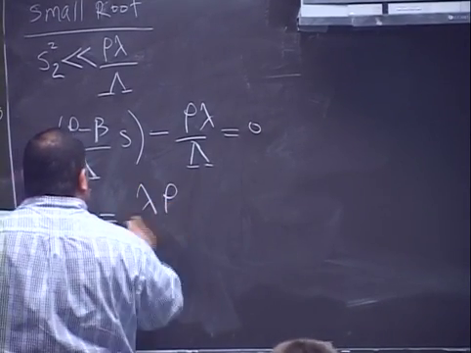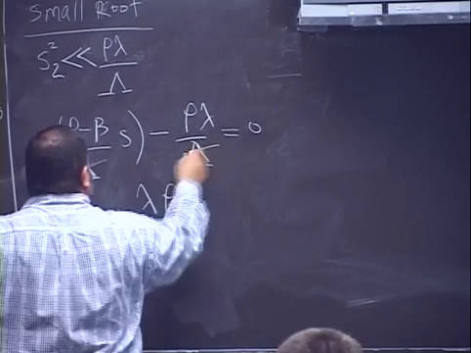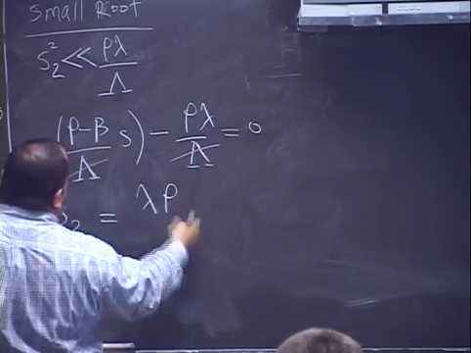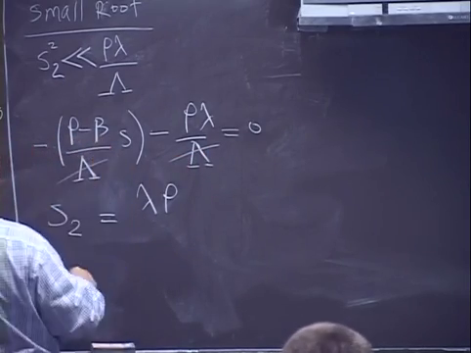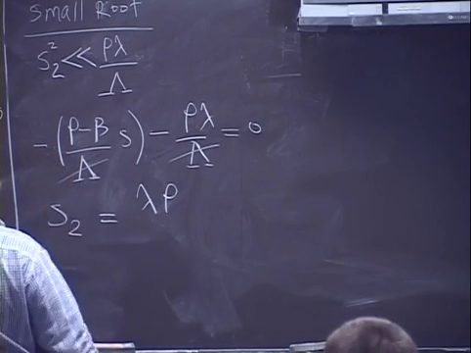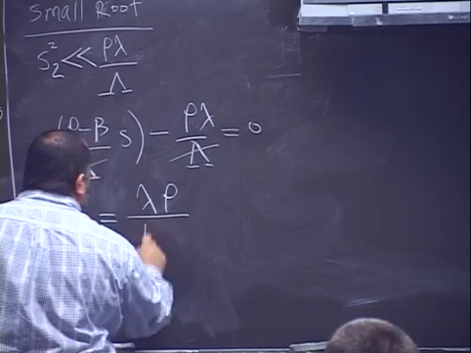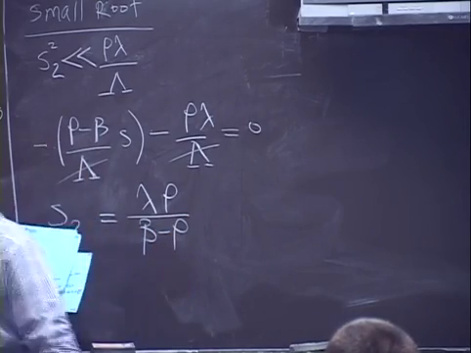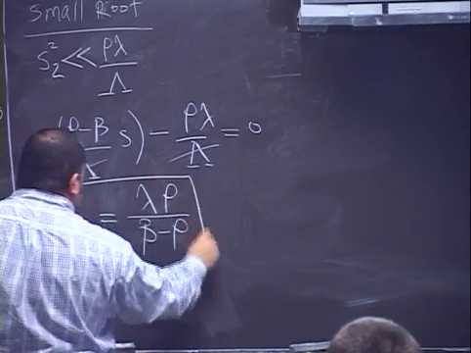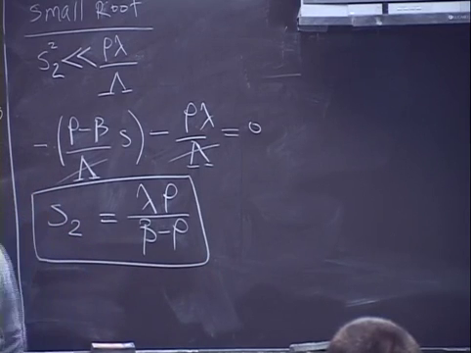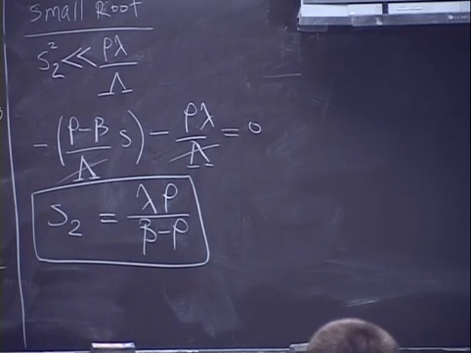Lambda rho, gamma will cancel out with gamma, divided by rho minus beta, but you have a minus sign. So when you multiply the minus sign here, it will be beta minus what? Minus rho. So this is the S2, and the S1 is what? Rho minus what? Rho minus beta divided by what? Gamma.